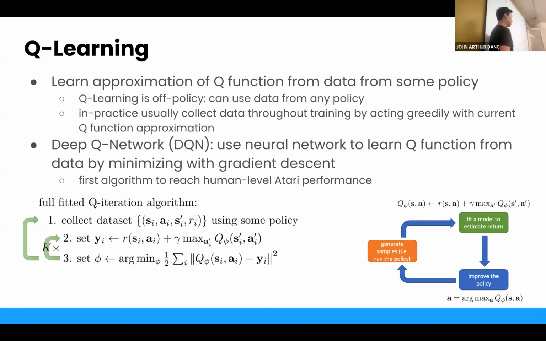What you do is you collect a data set of trajectories, and from that data set of trajectories, you can collect these 4 tuples that consist of a state, action, next state, and reward. Then you use that to compute y, which you then use to compute this regression loss, and then you just update your neural network with gradient descent. So this is what's used in DQN, the first DeepMind paper that solved Atari at superhuman performance.